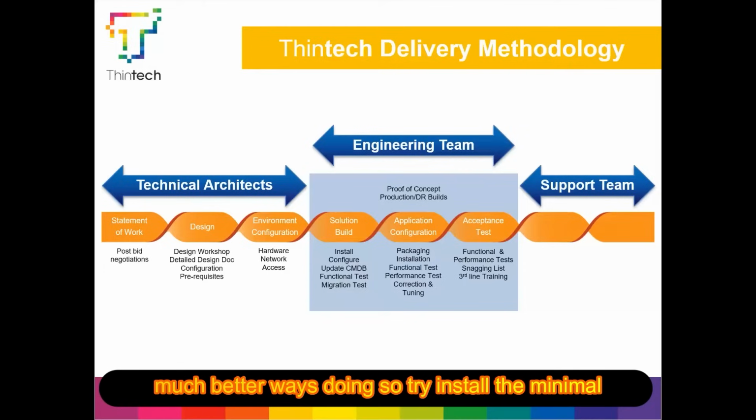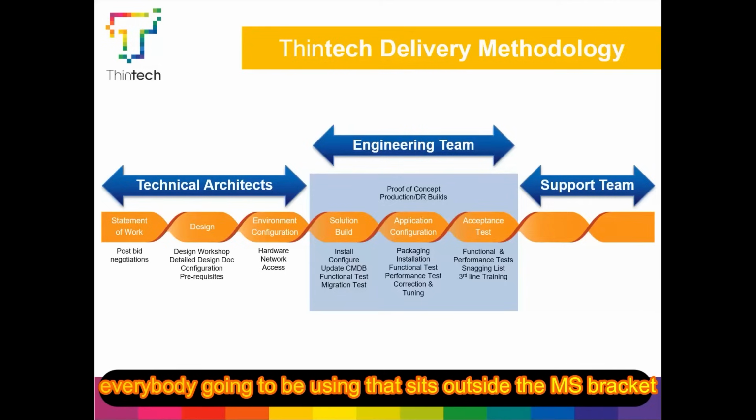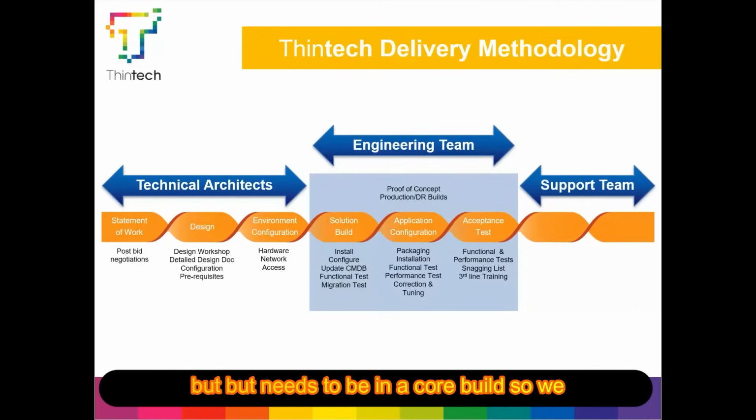So I try to keep the applications that are installed into the base image to a very, very bare minimum. And I classify those in tiers. And so a tier 1 application like Microsoft Office, there's a prime example, everybody's going to have it. You may well have a tier 1 application that everybody's going to be using that sits outside the Microsoft bracket but needs to be in the core build.